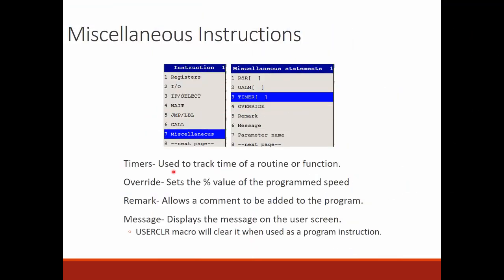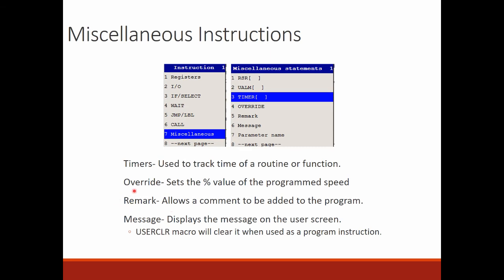All right, now let's look at miscellaneous instructions. We have several instructions that we can use that are all underneath this miscellaneous tab in our menu. Some of the more common ones that we will use are timers, which we can use to track the length of an operation, and we can then refer to that time to trigger other operations, macros, or whatnot. We also have override, which sets the percentage speed of the robot.